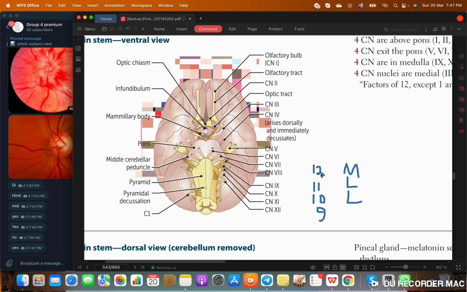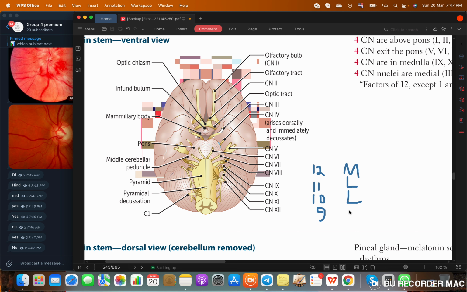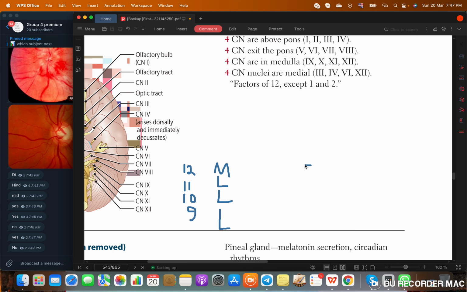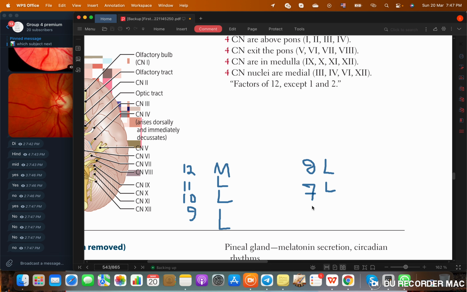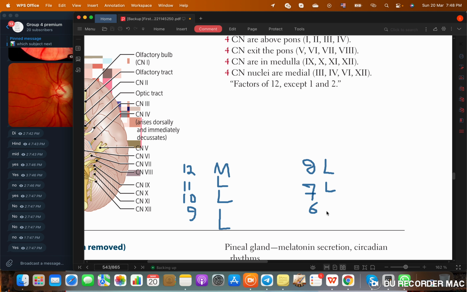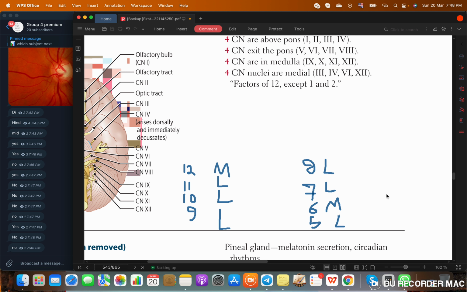Can you divide 12 by 9? No, you cannot. So it's lateral. What about 8? No, so it's lateral. What about 7? No, then lateral. What about 6? Yes, 12 on 6 is 2. So this is medial. What about 5? No, then it's lateral. What about 4?